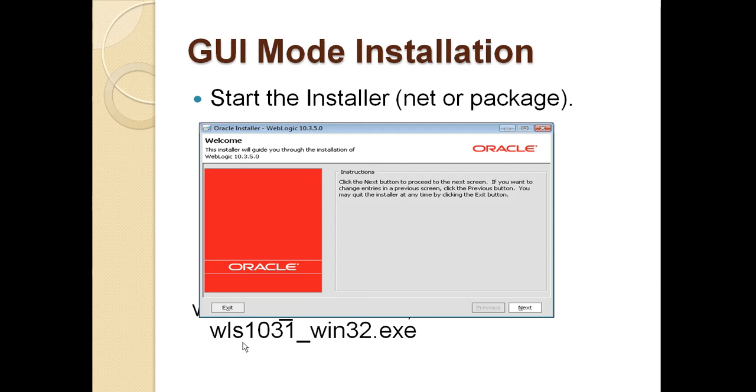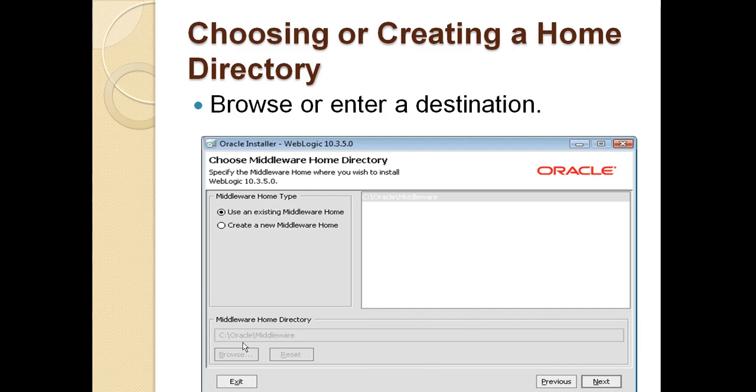Now we will go through the installation, and we will check the GUI mode installation. When you double click on the installer, you will get the welcome screen. When you click next, you have to create a new middleware home, or if you have installed WebLogic earlier on your laptop, desktop or server, you can use an existing middleware home. So you can select C Oracle middleware, and then press next.